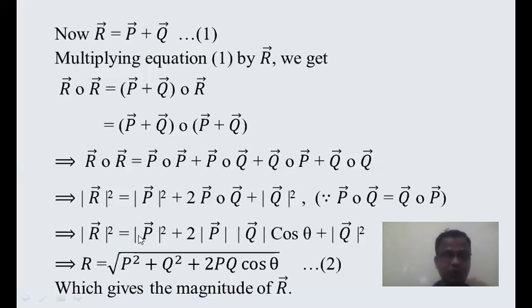Which again implies R square is equal to P square plus 2 P Q cos theta plus Q square. Here we include the magnitudes of vector P and vector Q; the 2 is as it is, and the cos theta includes the angle. Which implies R is equal to the square root of P square plus Q square plus 2PQ cos theta, which gives the magnitude of R.